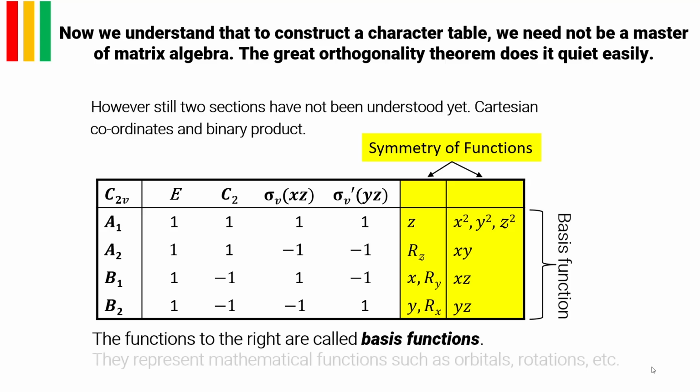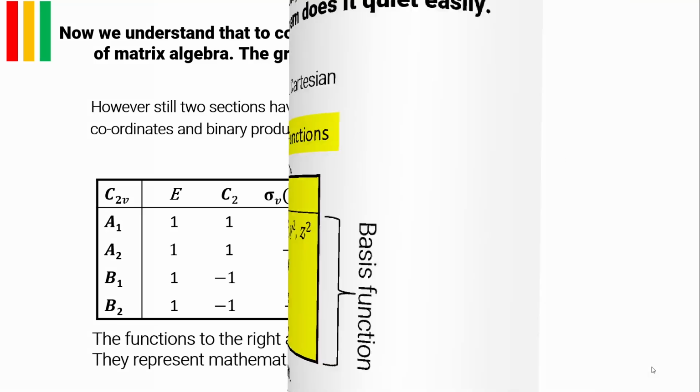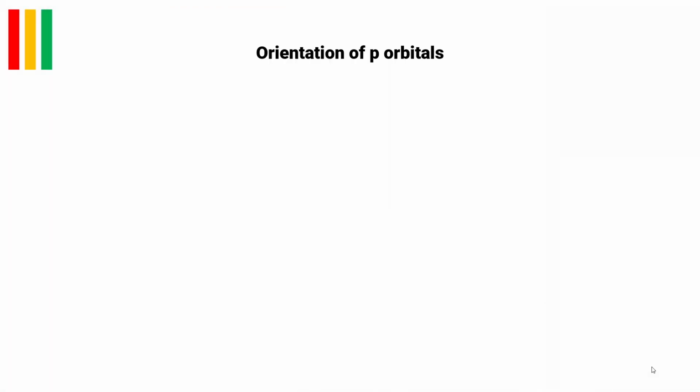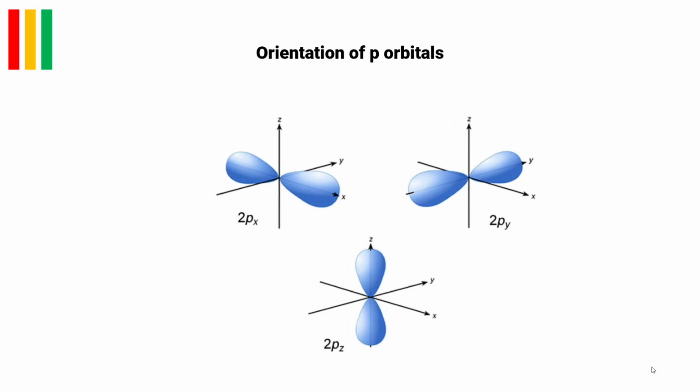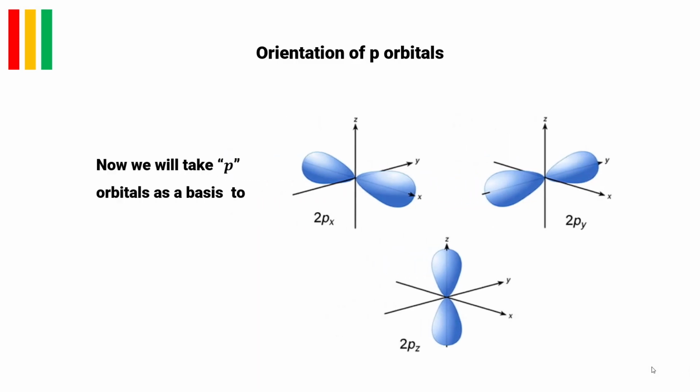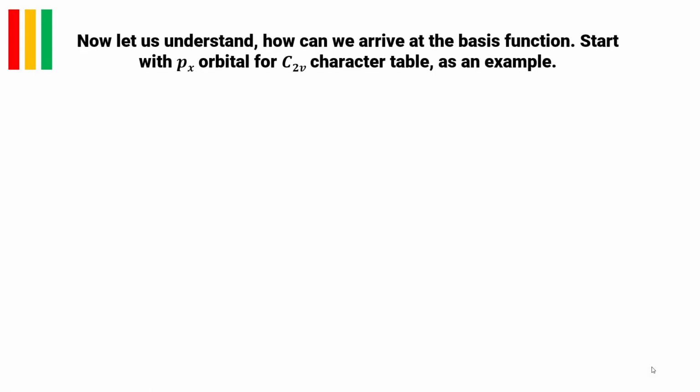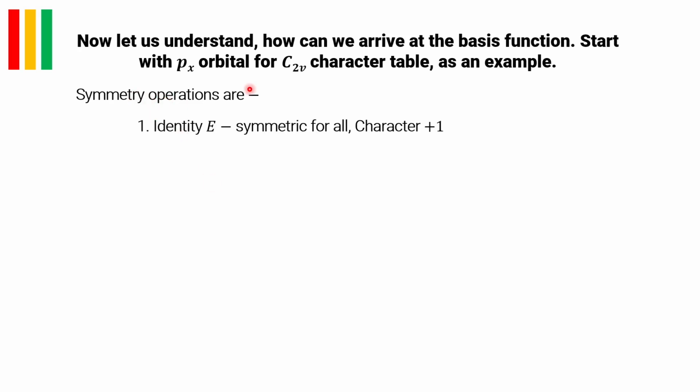For that, let's start using the mathematical functions for the orientations of p orbitals, px, py, pz orbitals. They're oriented in space along the x, y, and z axes. So we'll take p orbitals as a basis to understand the origin of the third column in the character table. Let's do it. If we talk about the symmetry operations for the px orbital under C2v, for identity, the character obviously has to be plus 1.